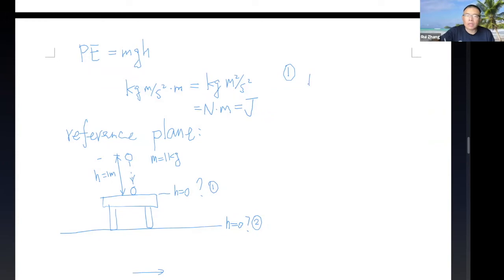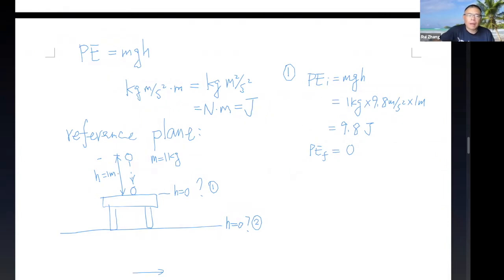So the initial potential energy would be just mgh, which is 1 kilogram times 9.8 times 1 meter. So you have 9.8 kilogram meter squared per second squared. That's 9.8 joule. Well, what about the final? When it hits the ground, this is 0 height, so it's simply 0. So you have these two numbers.